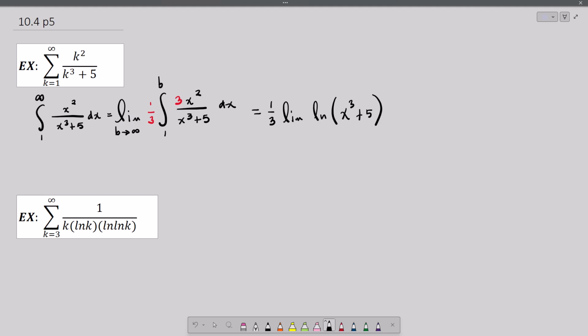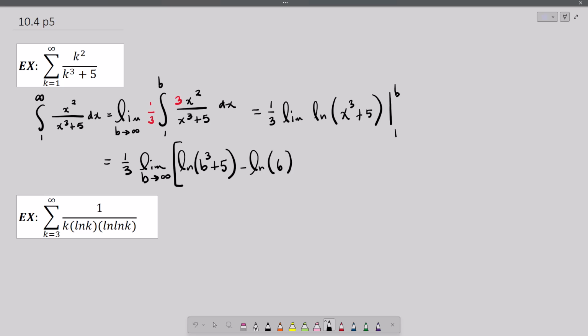We're going from 1 to infinity, so the limits of integration are 1 to b. So we will have 1/3 limit as b goes to infinity, natural log of b cubed plus 5 minus natural log, plugging in a 1 gives us natural log of 6.